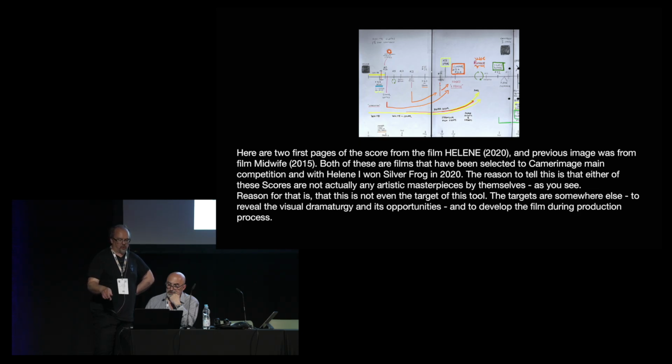But the reason why I'm showing this and telling this is not to be bold on the stage. The reason is that neither of these is visually beautiful or excellent or something like that. That's not the target. The target is somewhere else, and I will explain this during this presentation.